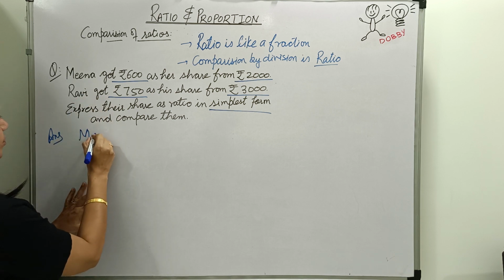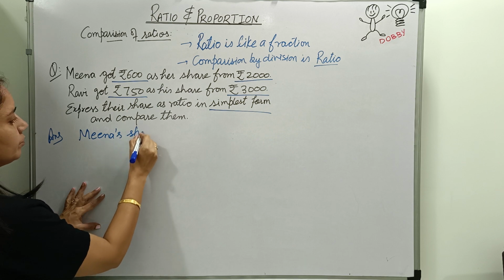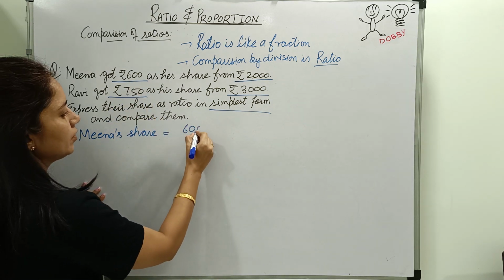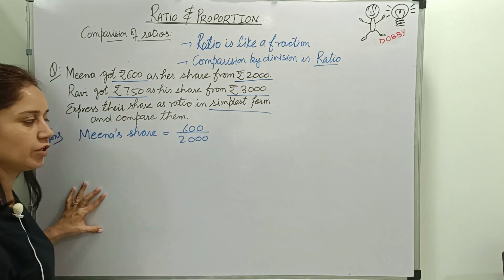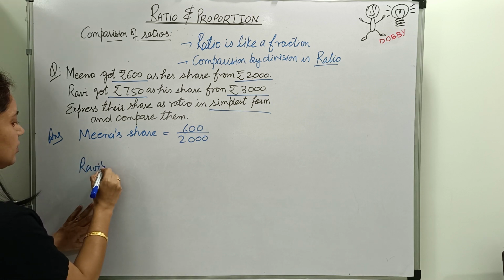Meena's share. How much did Meena get? Rupees 600 out of rupees 2000. This is the share of Meena. Ravi's share.